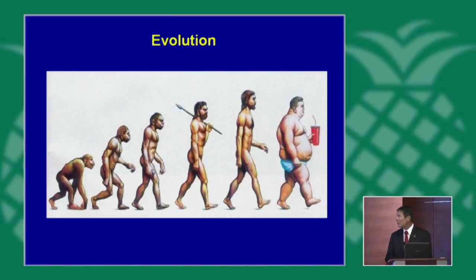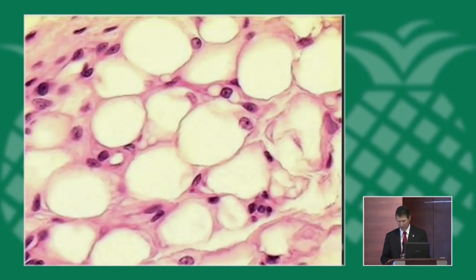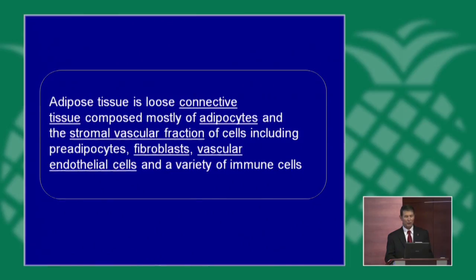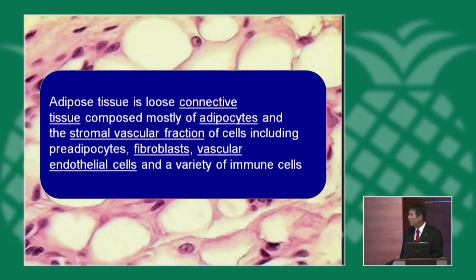So clearly, modern man today suffers from diseases of overnutrition. And the very tissue that allowed us to survive as a species is now killing us. And so here is adipose tissue, and what is it? It's a collection of adipocytes surrounded by a loose connective tissue and a stromal vascular fraction. Well, what is that? That's pre-adipocytes, which I'm going to be talking about, fibroblasts, endothelial cells, and immune cells.